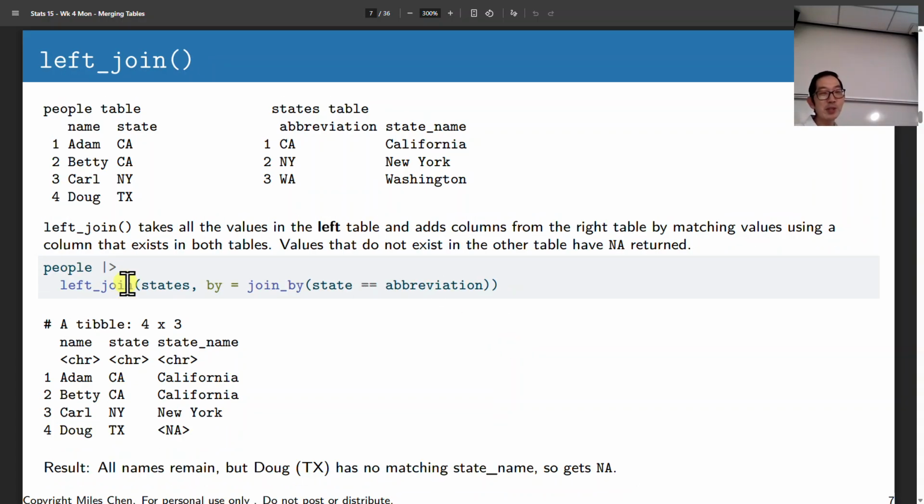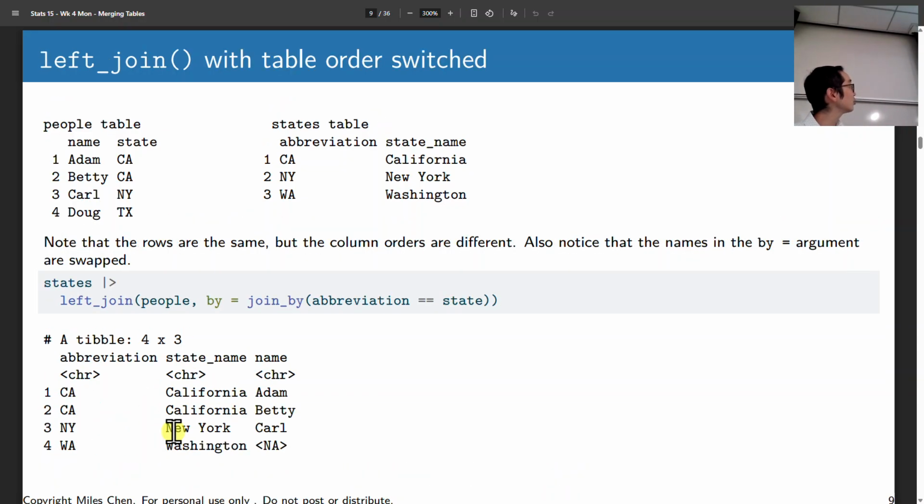So we have people left join states. With people, we want the state to match abbreviation, so we join by state equals abbreviation. Here we're keeping everything on the left table. We're joining in everything. We join matches from the right, so we don't get a match for TX.